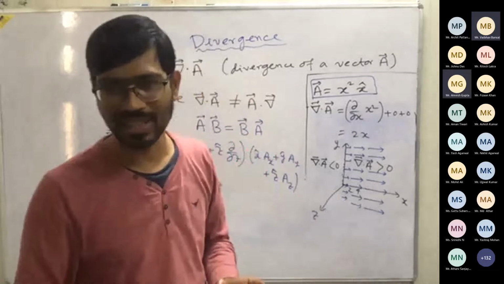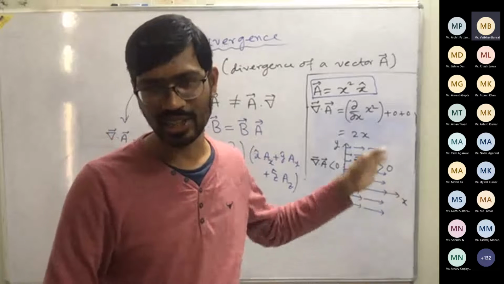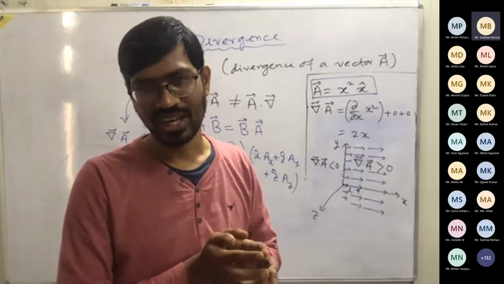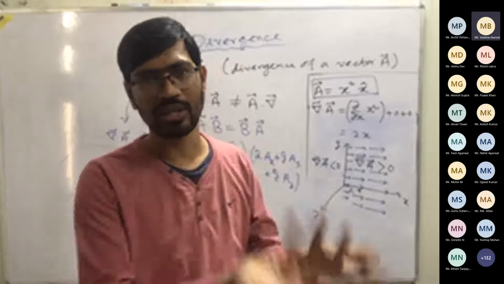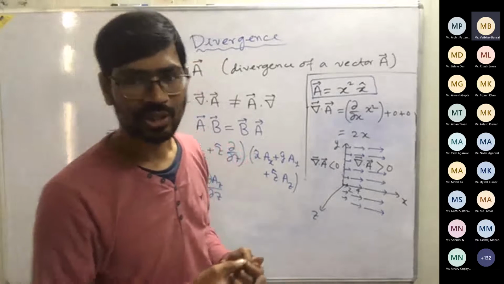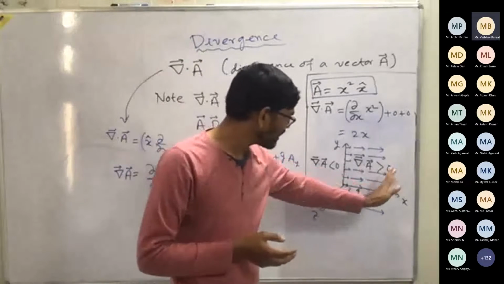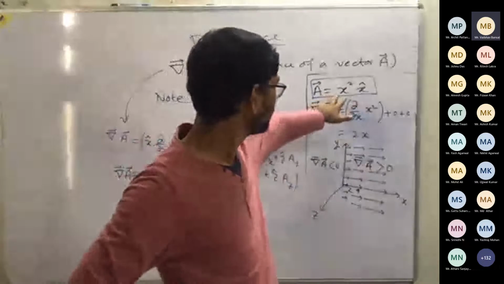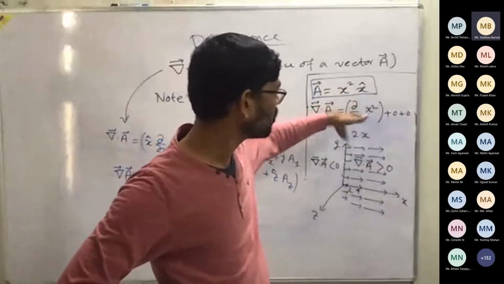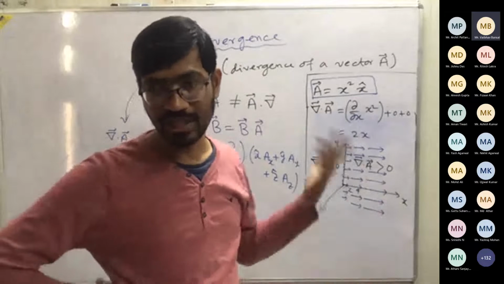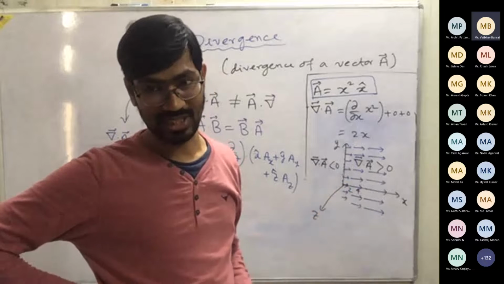Later you will realize that there is some source, and because of that source, the quantity will diverge. So in this direction, divergence of A is positive. Once you make a pictorial view of your vector, you can easily answer its divergence.